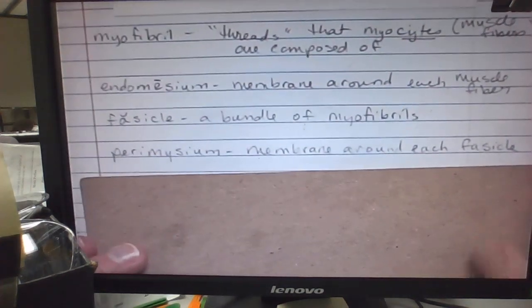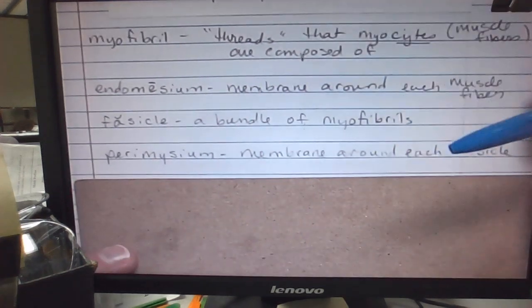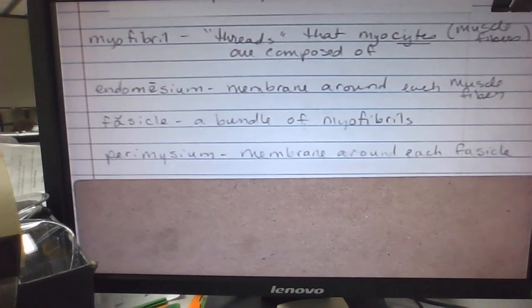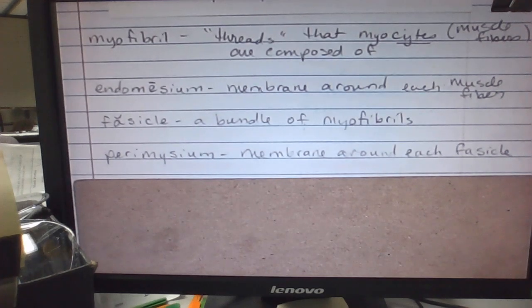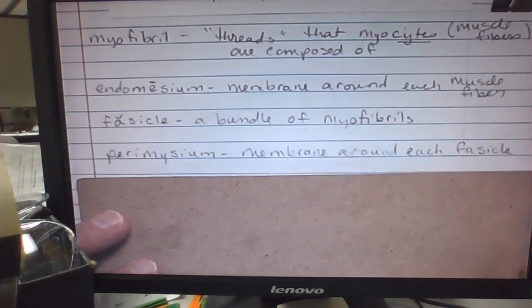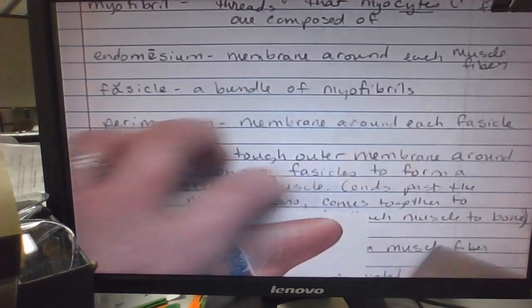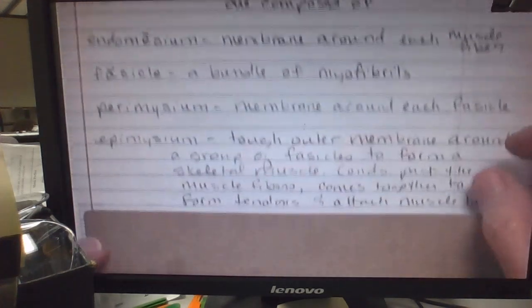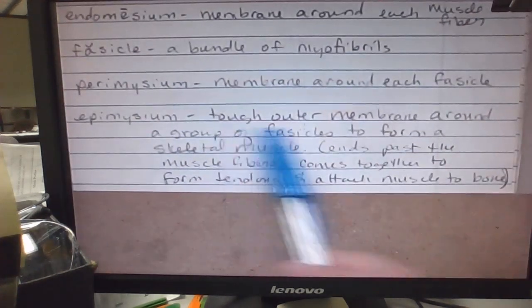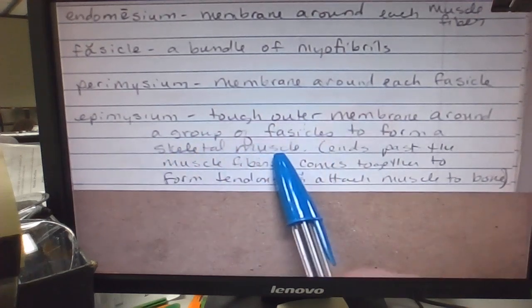The perimysium is the membrane around the fascicle. So you have that bundle of muscle fibers, and that bundle is a fascicle, and then the fascicle has a membrane around it as well. The epimysium is a tough outer membrane around a group of fascicles to form a skeletal muscle.